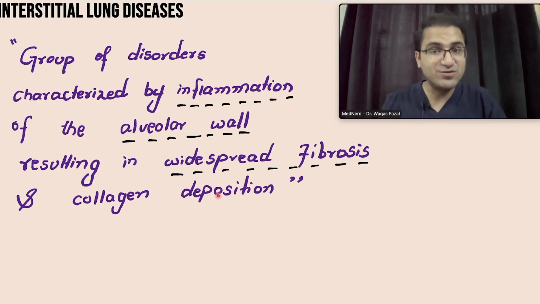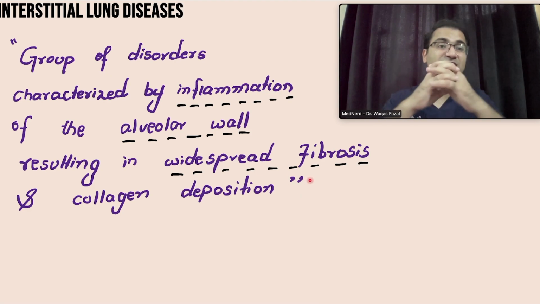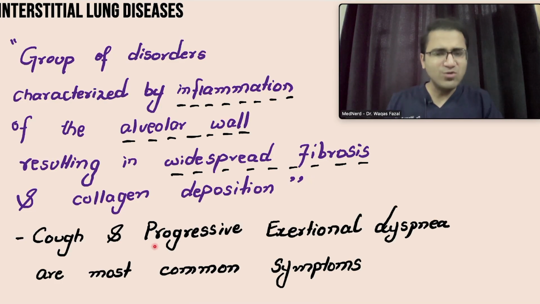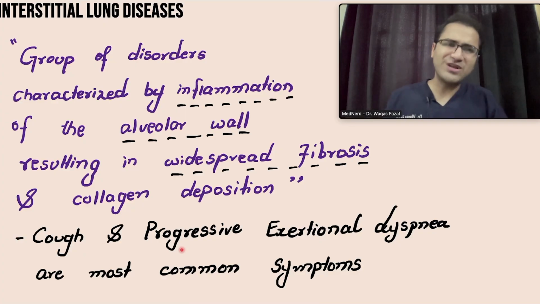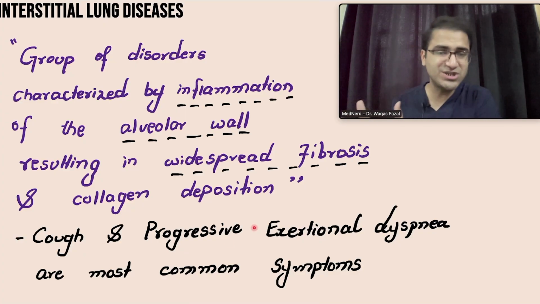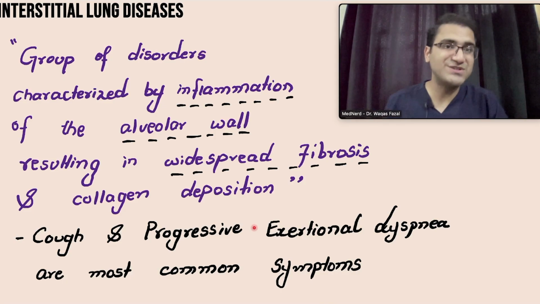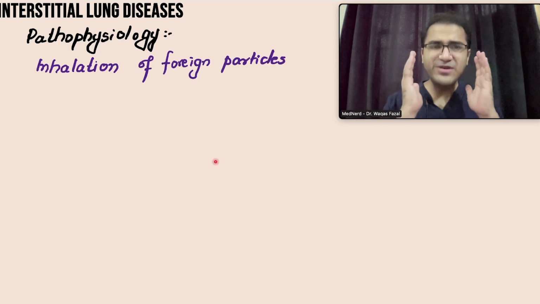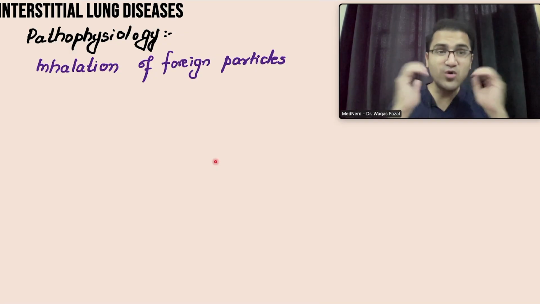There is collagen deposition and inflammation of the alveolar wall that results in widespread fibrosis, and the normal elasticity of the lungs is lost and the lungs cannot expand properly. The most common presentation would be dry cough and progressive exertional dyspnea. Initially it will be on exertion, but later on it will also be present at rest. Now, what is the pathophysiology? Remember, interstitial lung diseases are a group of diseases.